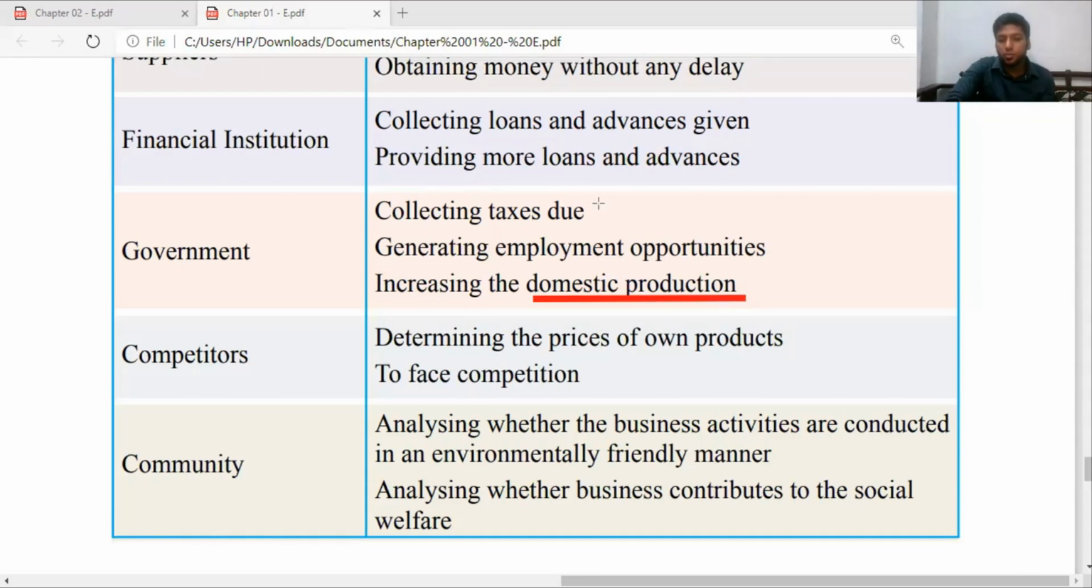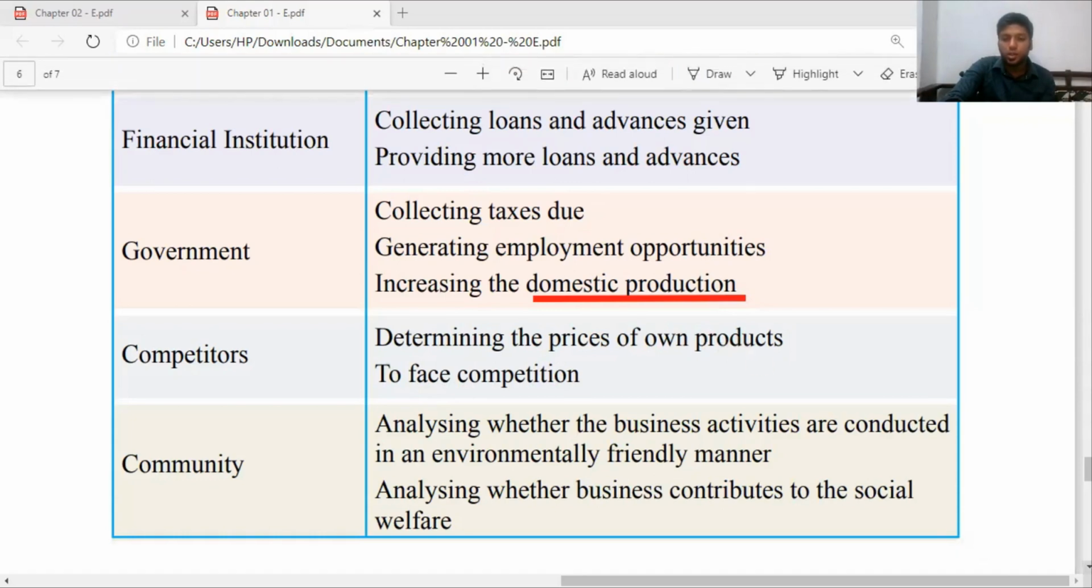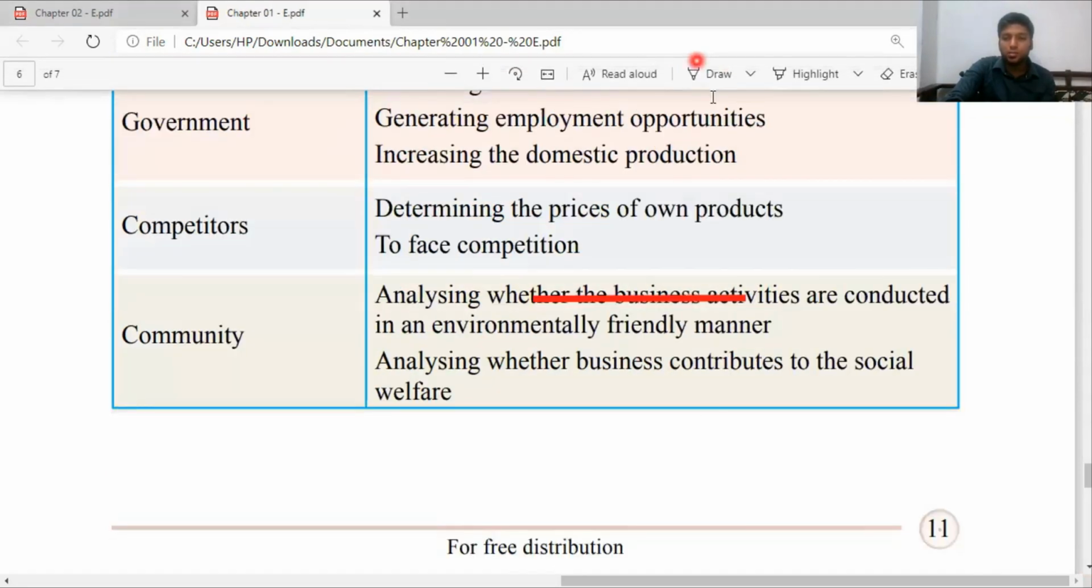So determining the price of your own products: why do you want to know about the competitors? To face the competitors, to know what the competitors are charging, so you can set a price lower than that to attract the consumers. And community: analyzing whether business activities are conducted in an environmentally friendly manner, along with the business contribution to the social welfare.